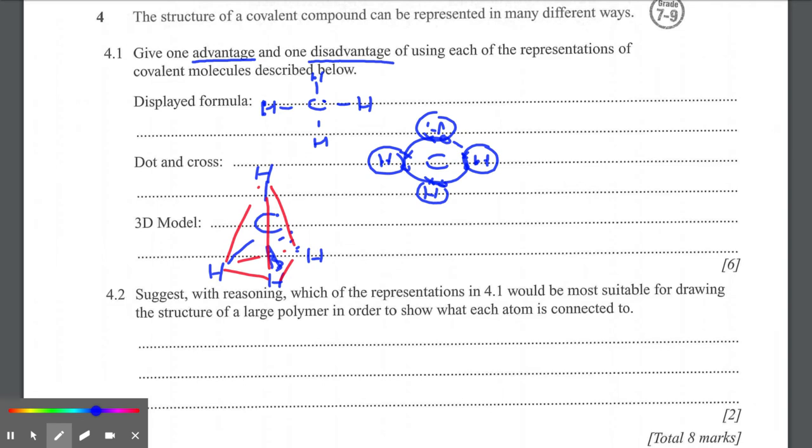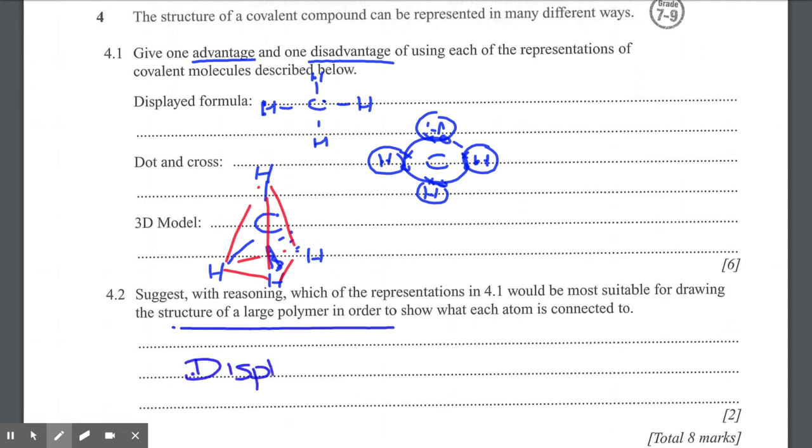So moving on to 4.2, it's asking us which of the representations, because you might have to choose one, would be suitable for the structure of a large polymer. A large polymer is something which could have thousands of carbon atoms within it. For that one, I think the obvious solution is the displayed formula, because to give a three-dimensional representation of something with thousands of carbon atoms and even more thousands of hydrogen atoms bonded in that molecule is going to be quite difficult to represent in 3 dimensions.